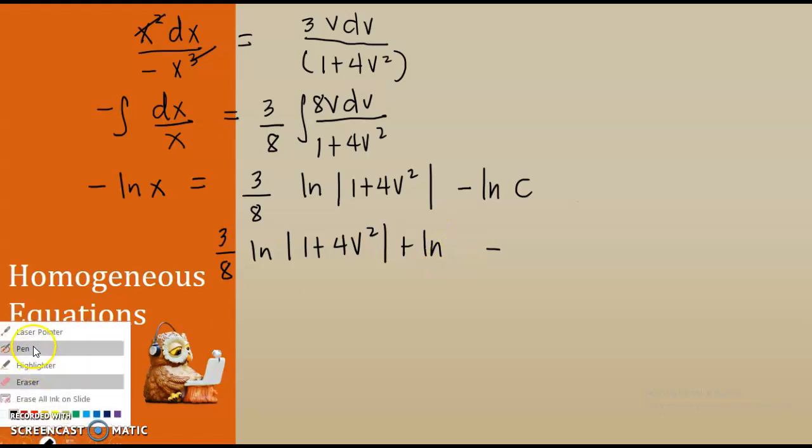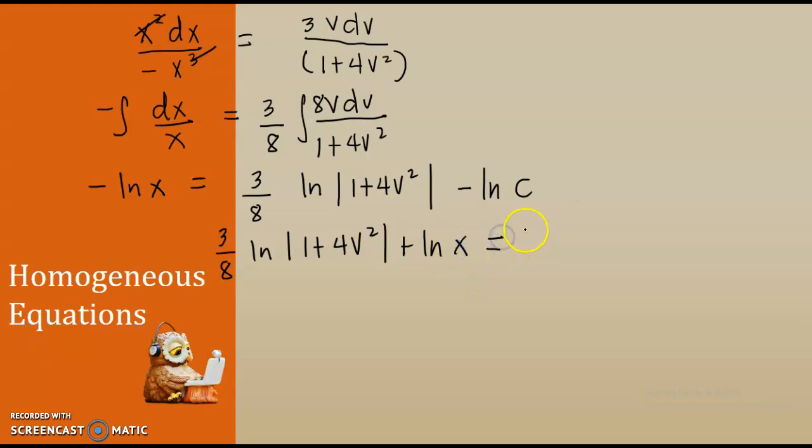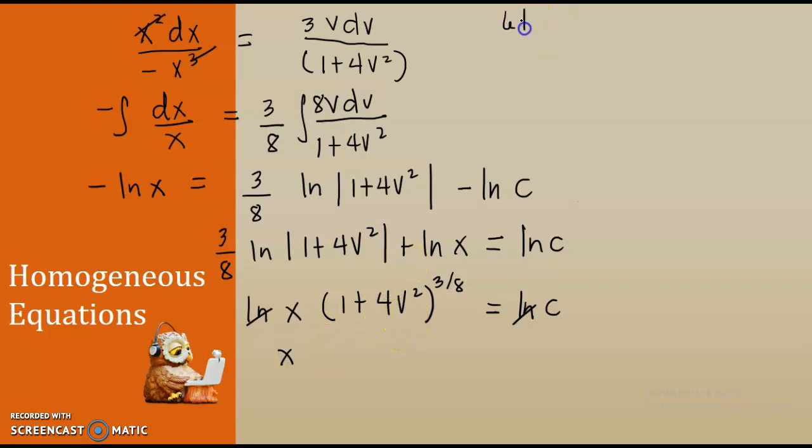ln x equal to ln c. Transpose natin yung ln c sa kabila para mag-plus. Therefore, this one is ln x times 1 plus 4v squared raised to 3 over 8 equal to ln c. Okay, therefore, we have x. Palitan na natin ang v kasi kanina nilet natin na y is equal to vx. Now, your v now is equal to, kailangan ibalik natin sa dati na x and y ang variable, we have y over x.